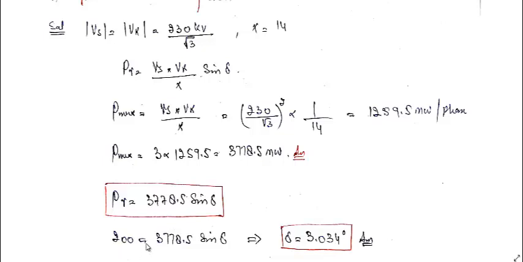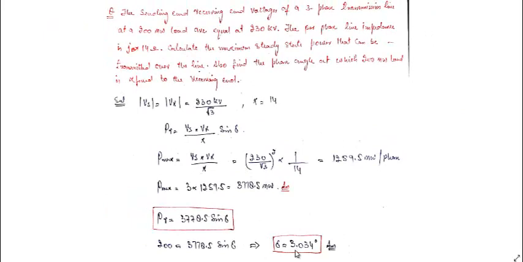That means 200 will be equal to 3778.5 sine of delta. From this, delta comes out to be 3.034. You can see that the value of delta is very small in practical purposes. Here also, it comes out to be around 3 degrees. So I'll stop here.